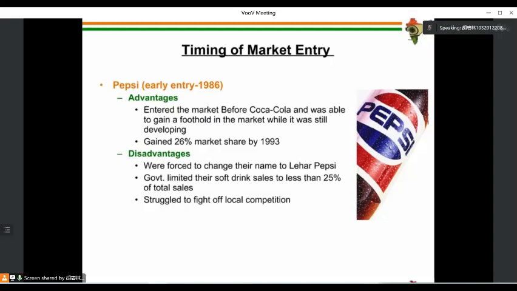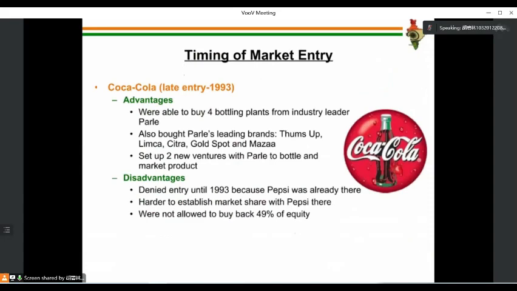And next, regarding the advantages of Coca-Cola, they are able to buy 4 bottling plants, unlike Pepsi. They also bought a lot of brands in India, like Thums Up, Limca, Citra, Maaza, and so on. And they were able to set up 2 new ventures with Parle to bottle and market their product. This is one of their advantages.